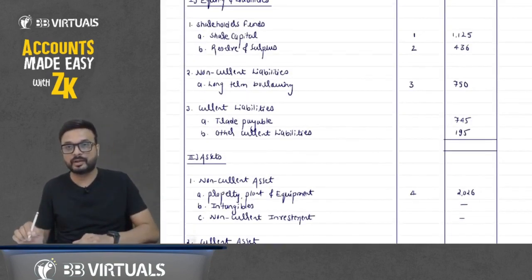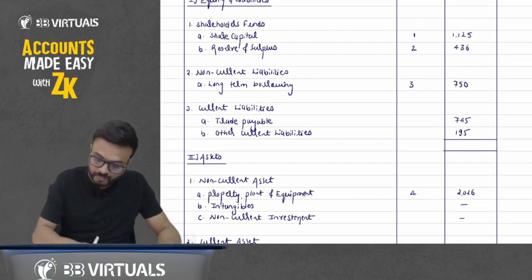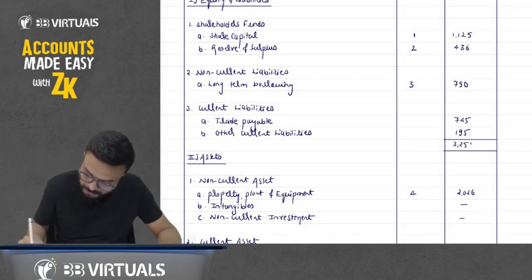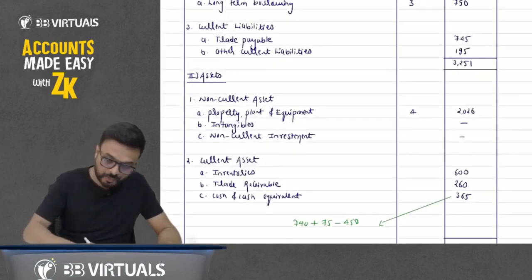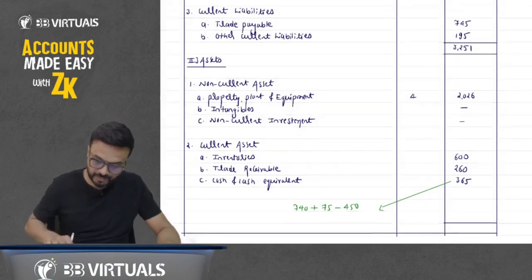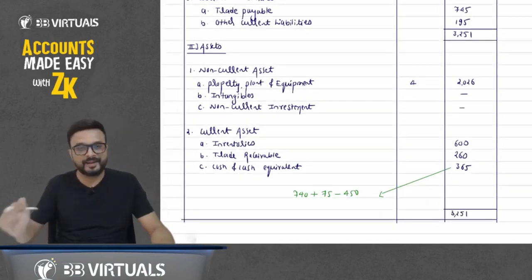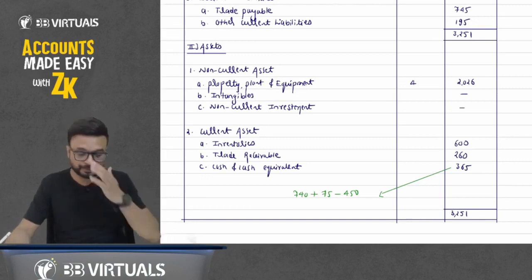Now do the total here. 1125 plus 436 plus 750 plus 745 plus 195 is 3251. On the asset side, 2026 plus 600 plus 260 plus 365 is also 3251. The balance sheet tallies.